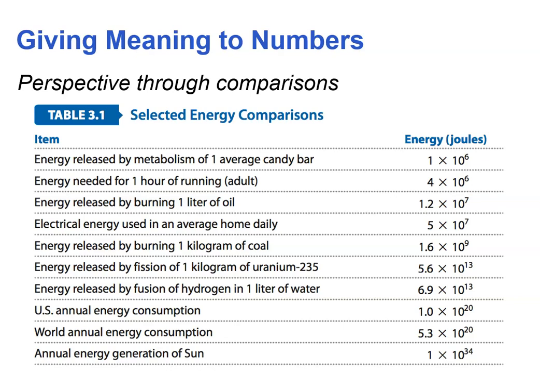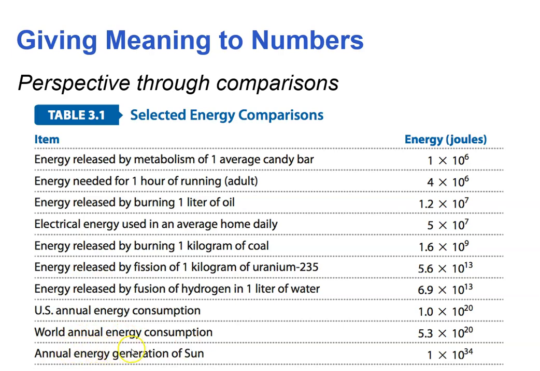A lot of times we use scientific notation in everyday uses in language. So energy released by metabolism of one average candy bar, 1 times 10 to the 6th power. These are in joules. Energy needed for 1 hour of running, 4 times 10 to the 6th. And it gives you a lot of examples. Energy consumption, I would hate to have to write all 20 of those zeros if we had to write it out by hand. I would especially hate to have to write all 34 of those zeros.